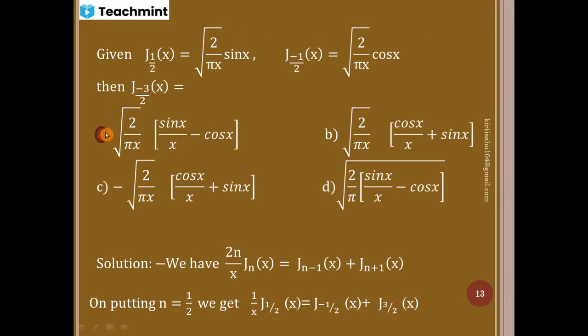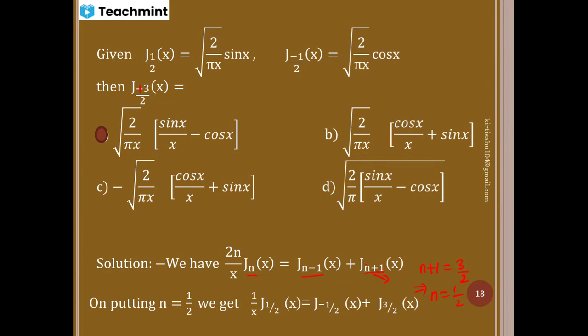So here there is a change. The change is here we want the value of J 3 by 2 of x, right? So in this recurrence relation, you have to look for the highest order term. What is the highest order term out of n minus 1, n, n plus 1? So this is the highest order term, right? So here I will make this n plus 1 as 3 by 2. So this will be equal to 3 by 2 for n equal to half. This is the reason why I have substituted n as half in this example, right?